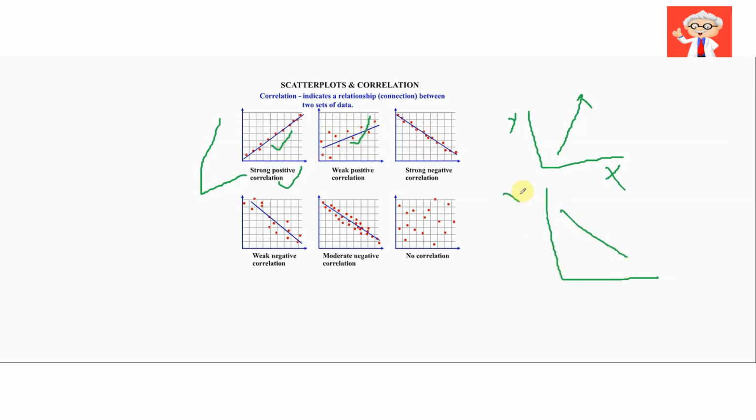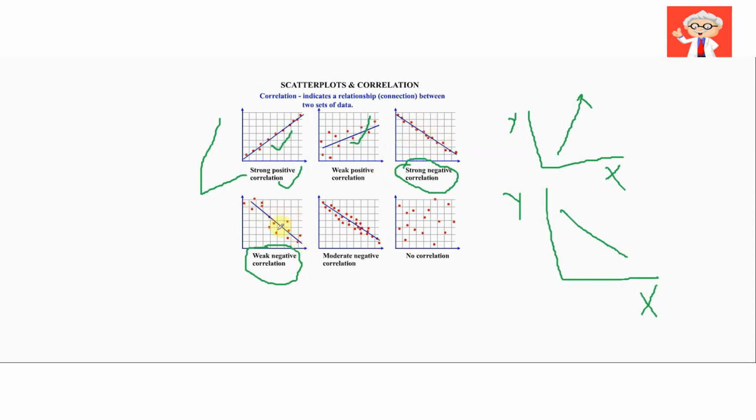Say this is y and this is x. So here is a perfectly downward sloping line. Hence it shows a strong negative correlation. And there is also another line. This is also downward sloping. Downward sloping always shows a negative correlation. But this is not perfectly downward sloping like the previous one.